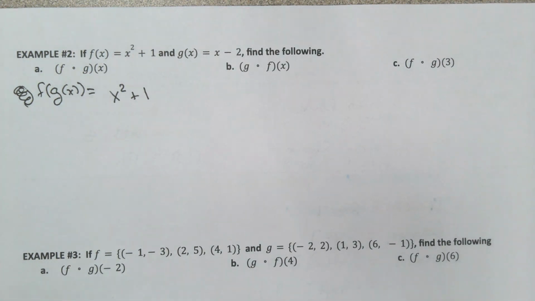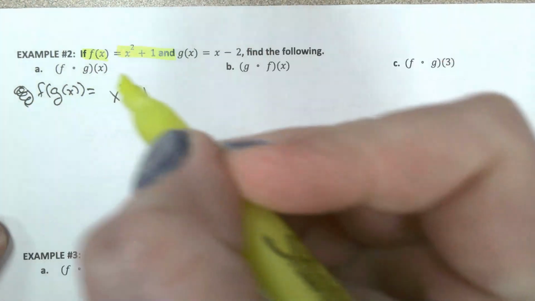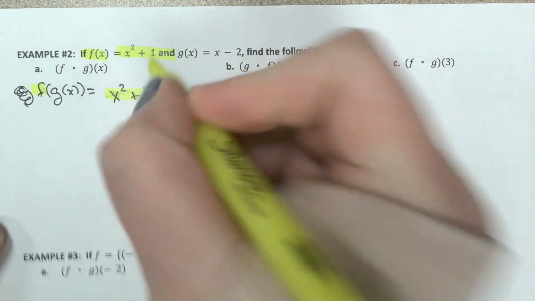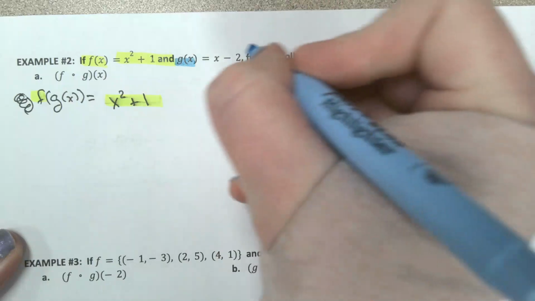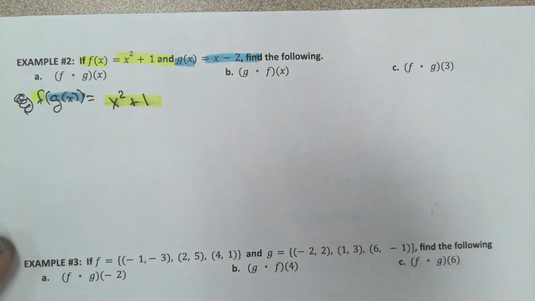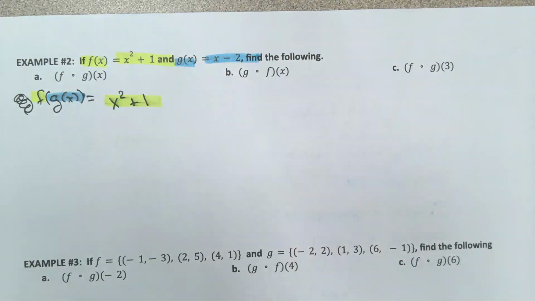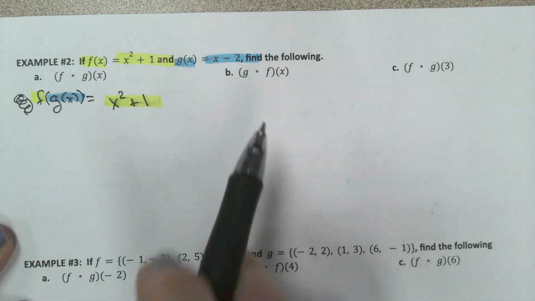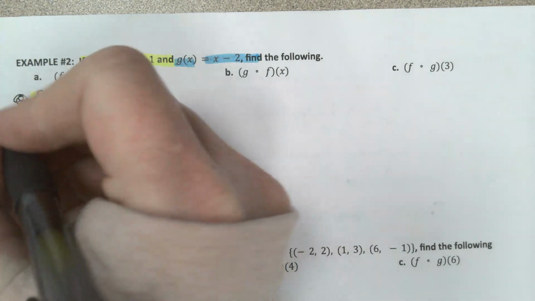Let's stick with the color coding. Let's see. So f is going to be yellow, and g is going to be blue, right there. All right, so instead of g of x, I'm going to substitute in this x minus 2.